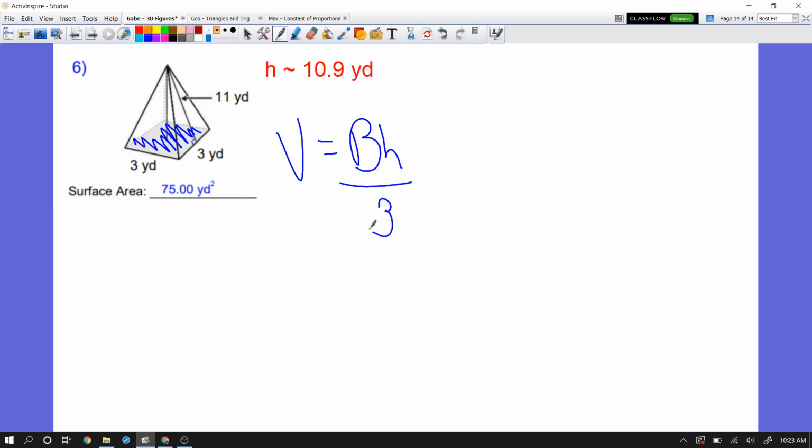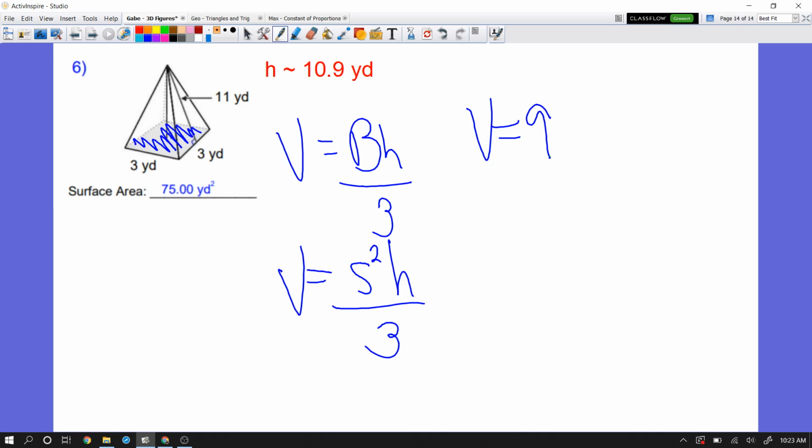Okay? So to find the volume is going to be the same exact thing with our little trick divided by 3. So volume equals side squared, which is the formula for the area of a square, times the height of the prism, or the pyramid, and then divide it by 3. So volume is going to be 9 times approximately 10.9. I went ahead and found the height of the pyramid using Pythagorean theorem so we could actually work this problem out.